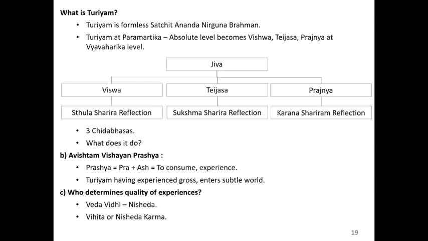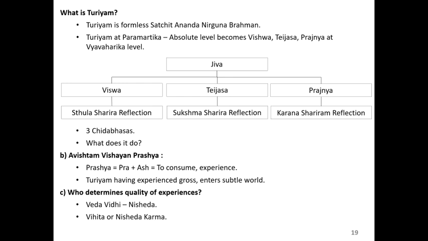No waker is possible without consciousness. No dream is possible without the light illumining the dream. No sleep is possible without the light which illumines the ignorance of the jiva. That light is the invariable factor. Therefore, Shankaracharya says, it is this turiyam alone which appears as waker, dreamer, sleep.